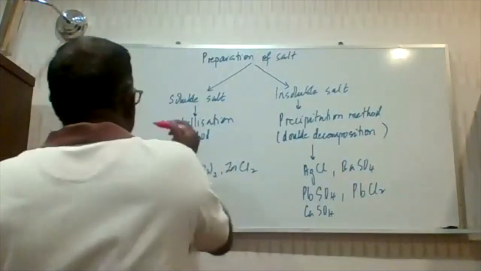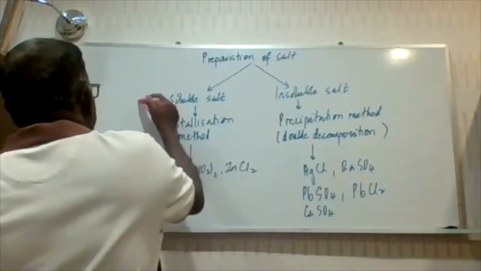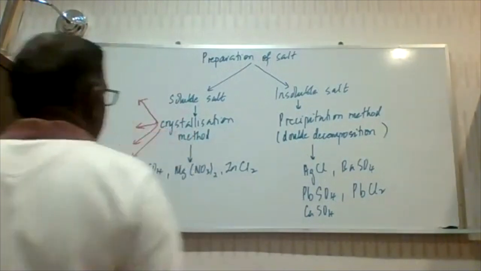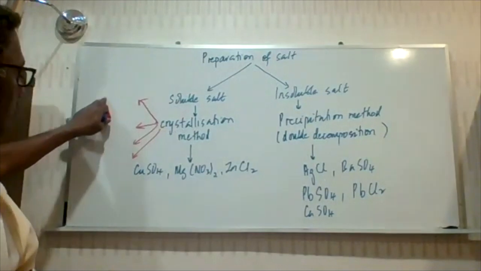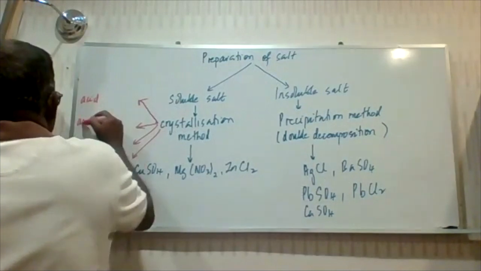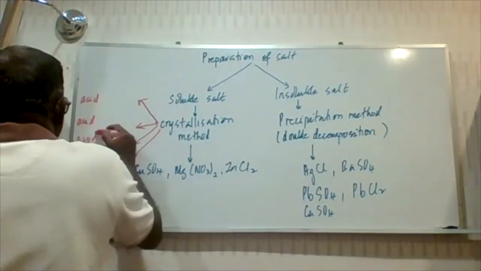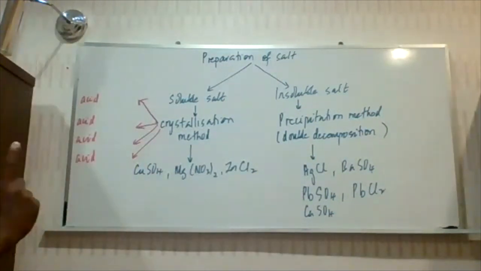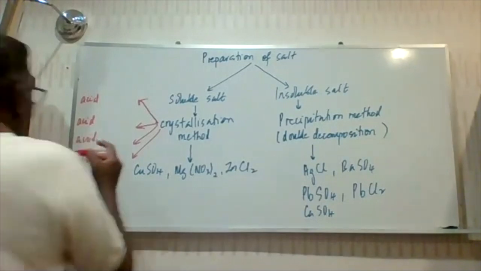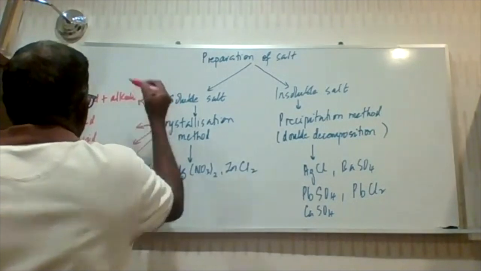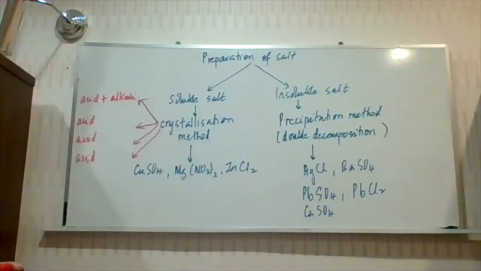Now, your crystallization method is further divided into 4. In the preparation of soluble salt, all methods will involve acids. So you have 4 methods to select from, and all of them will involve the appropriate acid. One method involves an acid and an alkali.